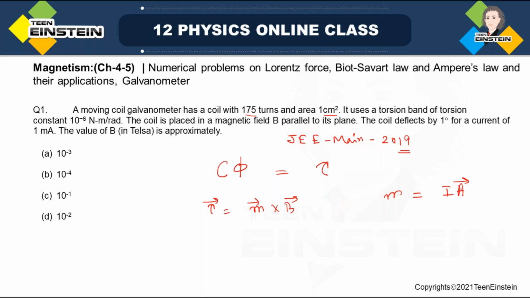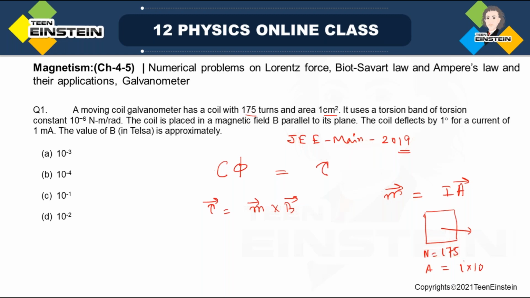Here the current is not a vector quantity, but the area is a vector quantity. Suppose you have a coil like this; we can say it has an area vector, where the magnitude is the area of this coil, and the direction is the outward normal to this plane. Here this coil has 175 turns, so I can write N is equal to 175, and the magnitude of the area is given as 1 centimeter square.